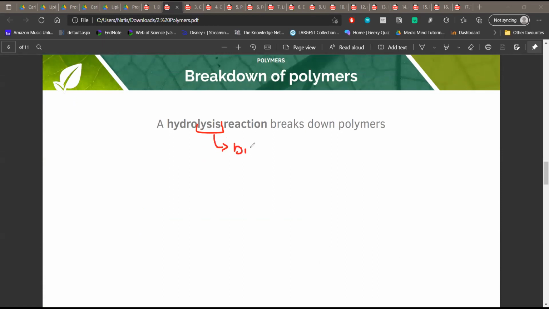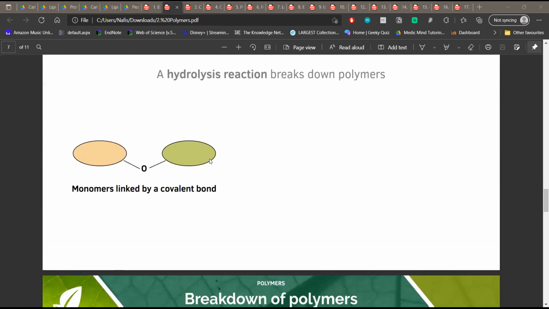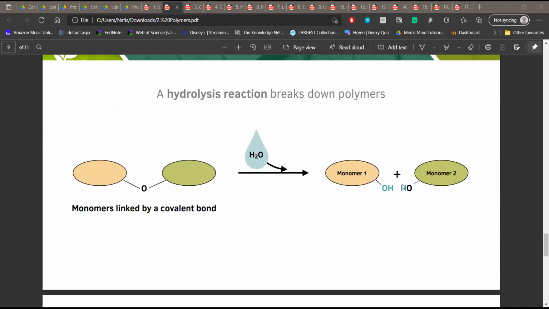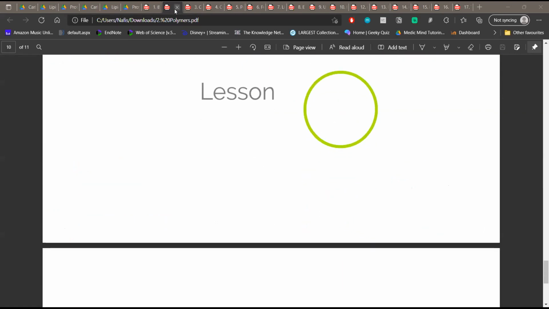So photolysis means breaking down with light. There are other types of lysis that you'll probably come across in biology and chemistry, quite a few. Hydro means anything relating to water. So therefore we know that hydrolysis is the addition of water to break down a complex molecule. The monomers are linked by this covalent bond. We add the water in and we break it down. Again, that's just the basic principles that you should be aware of.